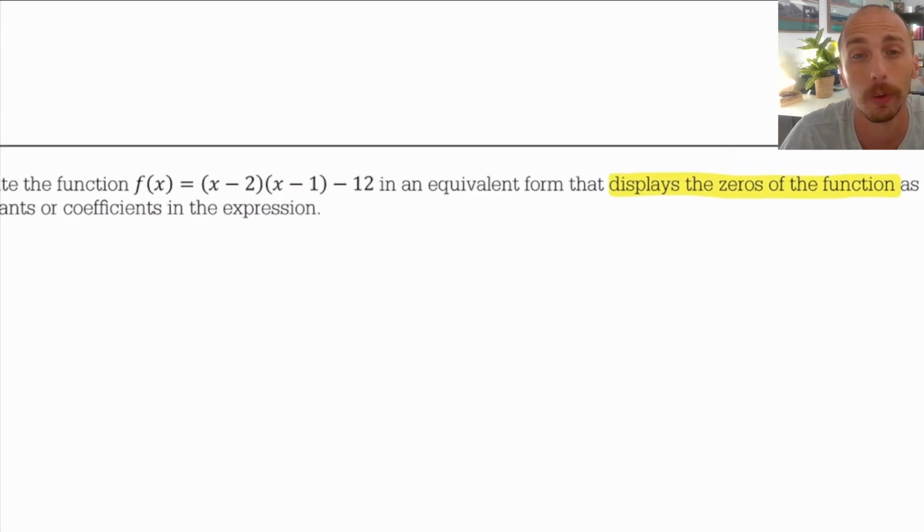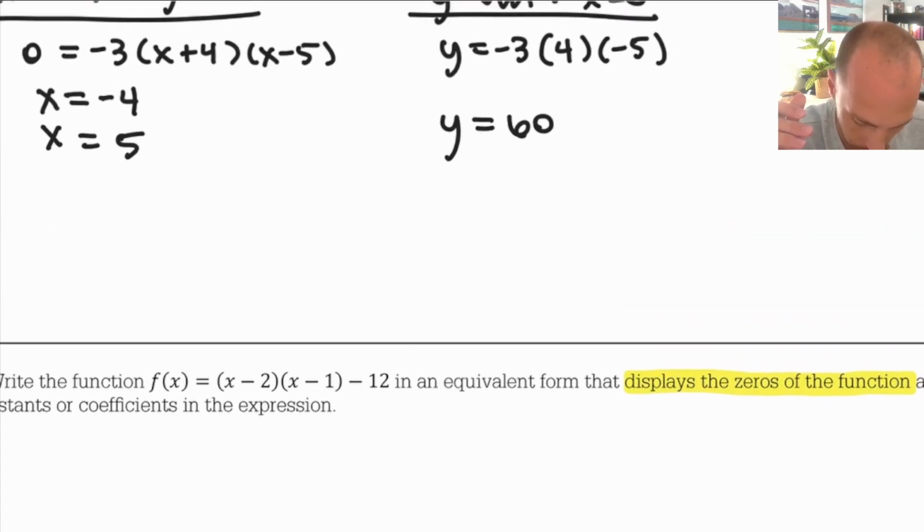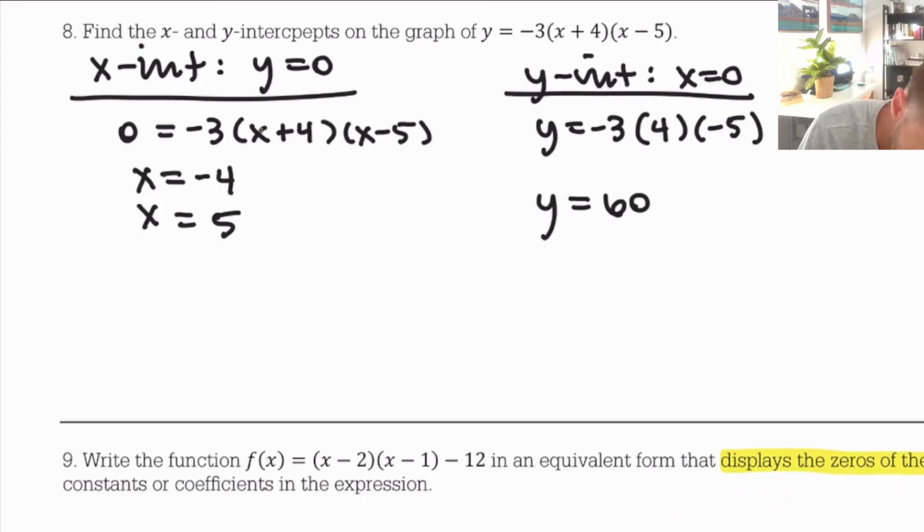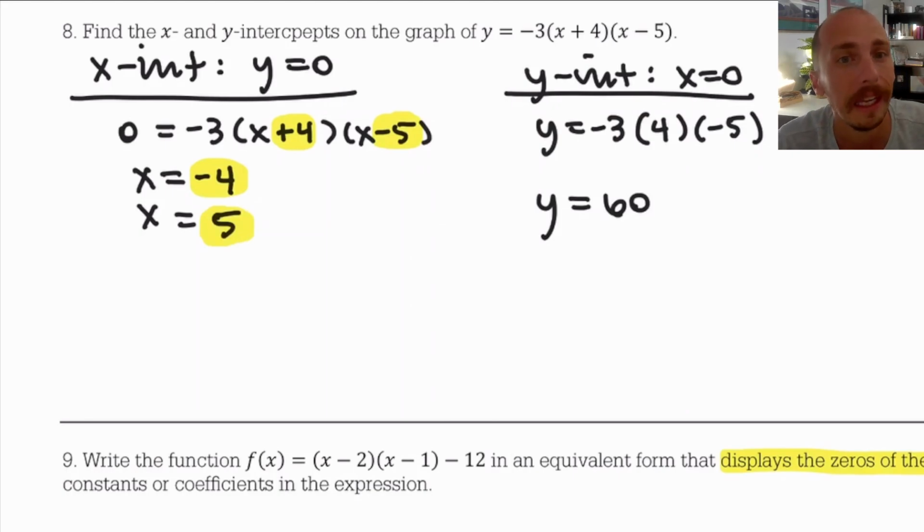So, displays the zeros of the function. If you look at the factored form of a quadratic, it can kind of show you the zeros of the function. It's in there. Where are they? We just did one. Okay, right here. So, same thing. x plus 4 and x minus 5 somehow displayed the zeros in the equation.